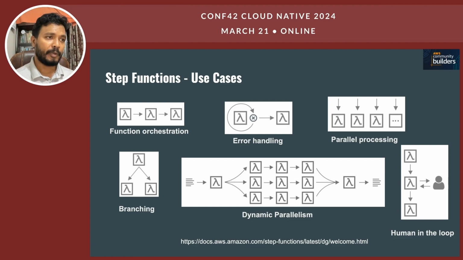And dynamic parallelism works with map state. Map state empowers us to process collections of items in parallel using Lambda functions. A good example is an order fulfillment scenario, where you might have multiple items that need to be prepared for shipping. The map state can trigger Lambda functions to process each item concurrently: checking availability, gathering the item, packaging it for shipment, etc.